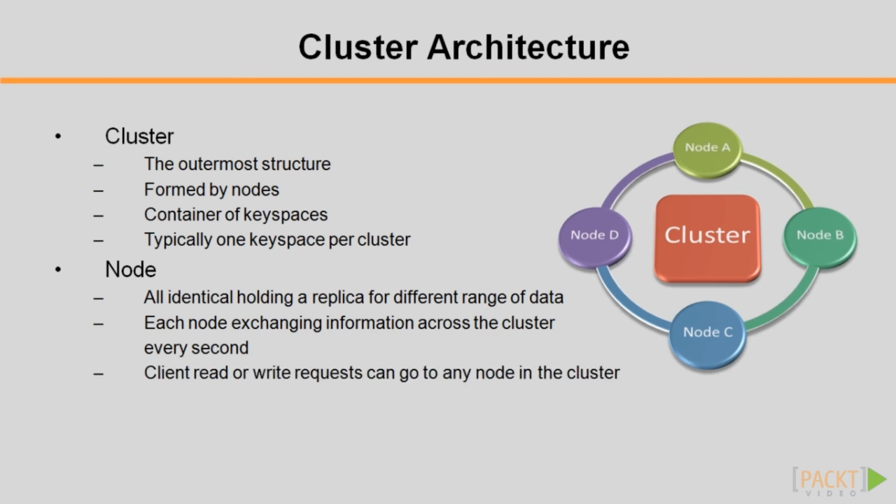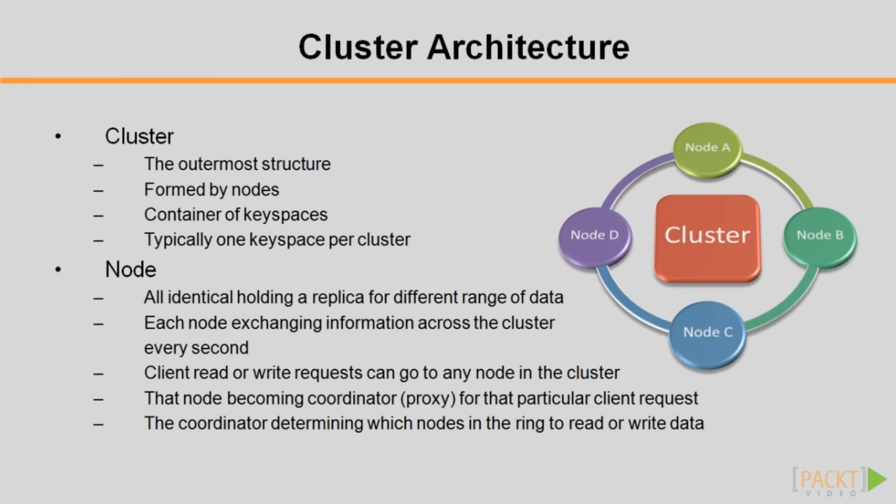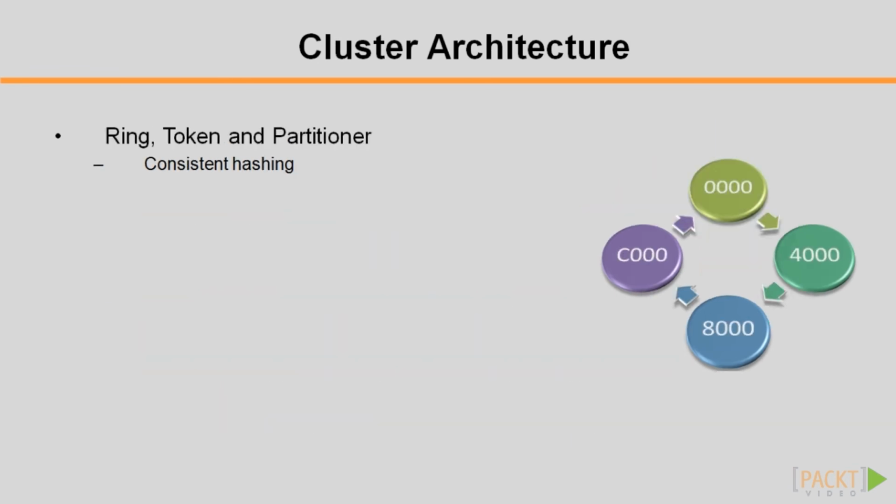A client issues read or write requests to any node. The node that receives the request becomes a coordinator, acting as a proxy of the client to do the things as explained in the previous write and read paths video. Data is distributed across the cluster, and the node addressing mechanism is called consistent hashing.